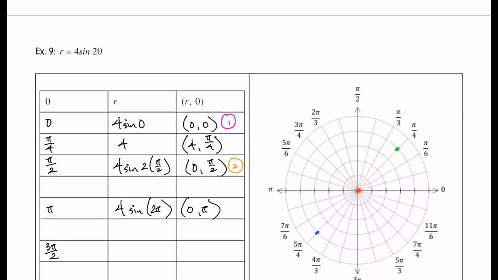Okay. So let's think about the order in which this happens. I go from the pink dot to the green dot, and then back to the orange dot, right? So pink, then green, then orange. That means my petal is going to look something like this.